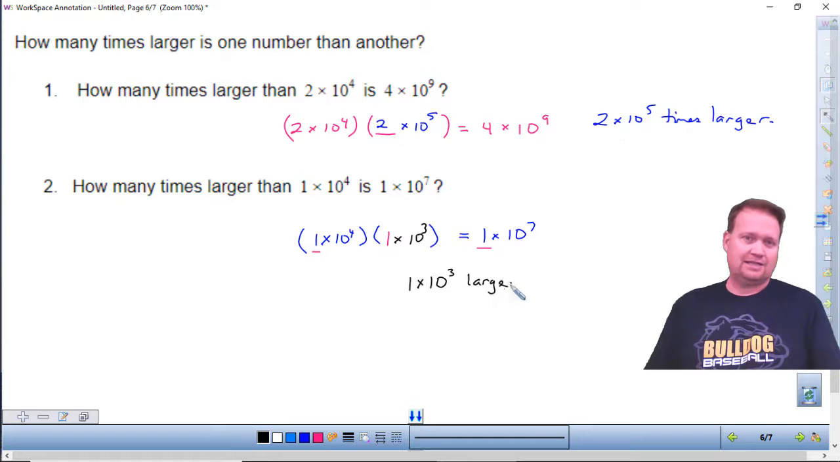In standard form, that's 1,000 times larger. This right here represents 10 million. This right here represents 10,000. And 10 million is 1,000 times larger than 10,000.